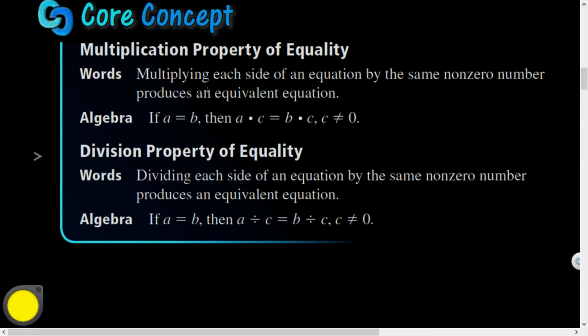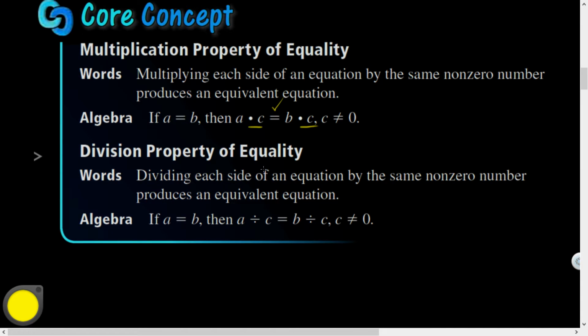Here's a big idea. If A equals B, then I can multiply both sides by C, and it'll still be equal. All right? They tell me don't let C equal 0. Like, that's not the most helpful. And then similarly with division.